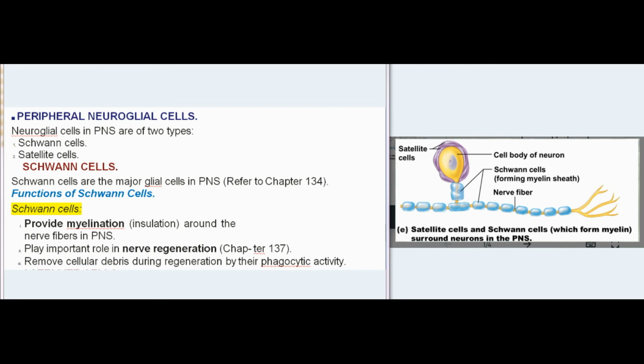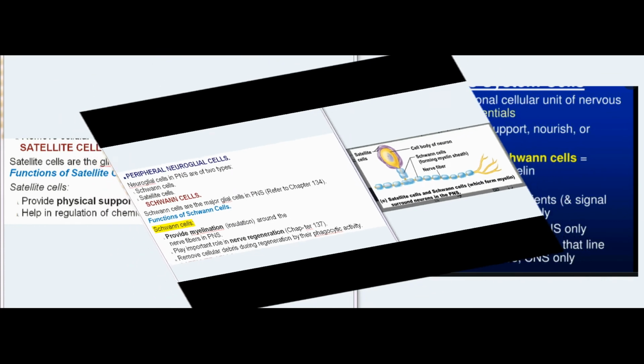Functions of Schwann cells. Schwann cells provide myelination, insulation, around the nerve fibers in PNS. Play important role in nerve regeneration, Chapter 137. Remove cellular debris during regeneration by their phagocytic activity.